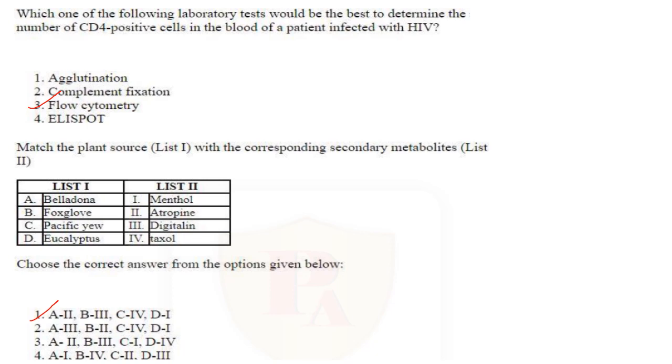Then next one. Match the plant source with the corresponding secondary metabolite. Belladonna. Belladonna is atropine. A2. A2 is found in option 1 and option 3. Foxglove. Foxglove is digitalin. Pacific U, that is Taxol, and eucalyptus is menthol. D1 and C4. So the answer here is option 1.